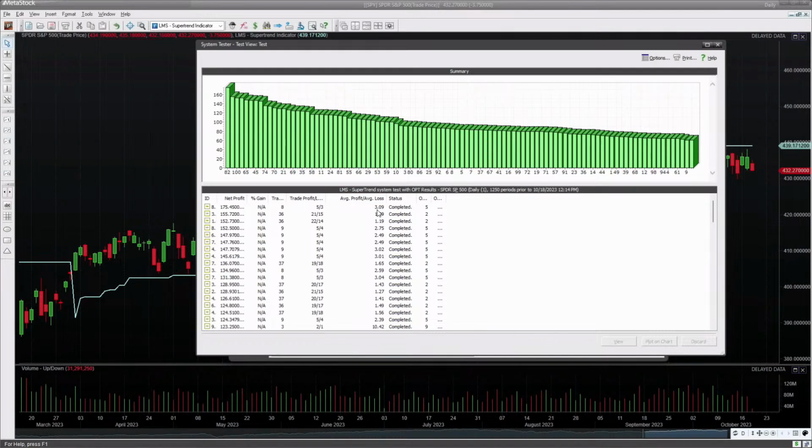Now, this is actually a really important number. It's telling you the size of your average winner relative to your average loser. And what I always look for is at least a 2 or 3 to 1 ratio, meaning that I want my average winners to be 2 or 3 times the size of my average loser.